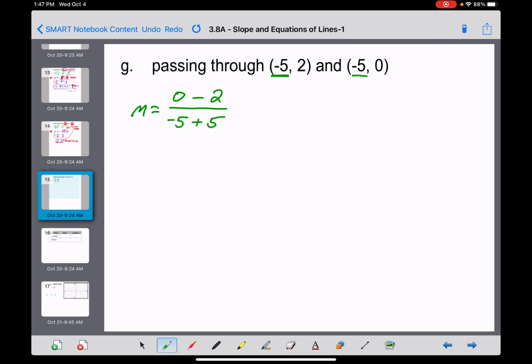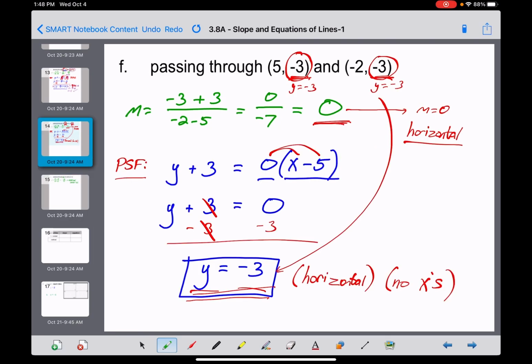So that's a -5 plus 5. That gets me a -2 on top. And a 0 on the bottom. And any time you take a number divided by 0, your slope here is undefined. That means that we are dealing with a vertical line. But we're not done with this problem yet, guys. We still need to come up with the equation.